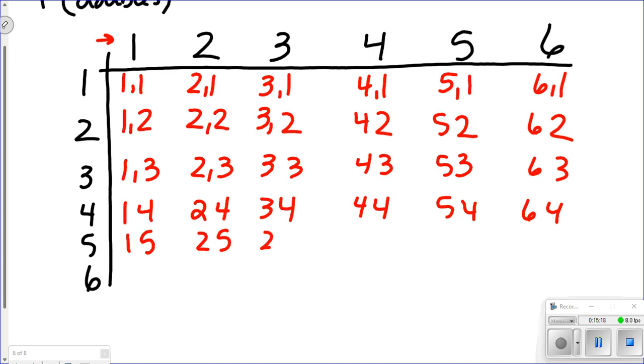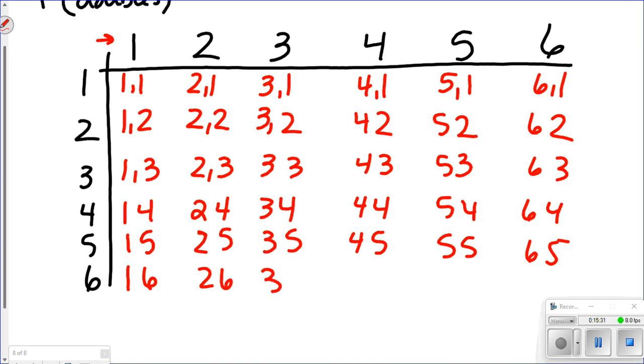Oh, I'm sorry. Oh, yeah, that was right. 2, 5, 3, 5, 4, 5, 5, 5, 6, 5. And then I have 1, 6, 2, 6, 3, 6, 4, 6, 5, 6, 6, 6. All right, so I have my whole table filled up.